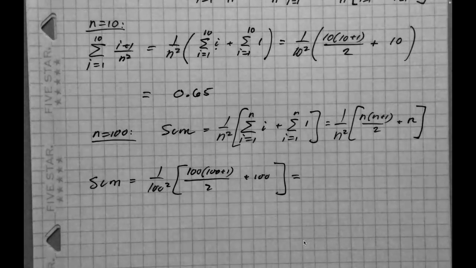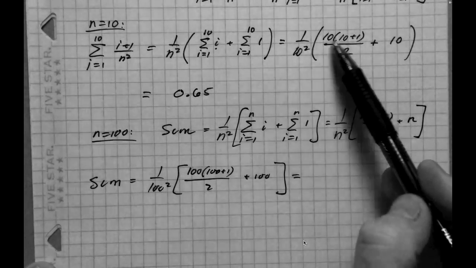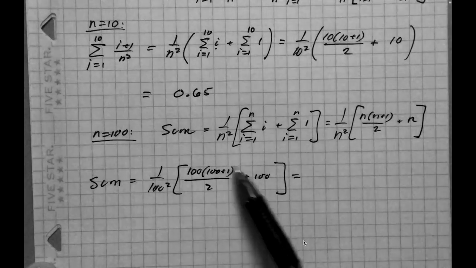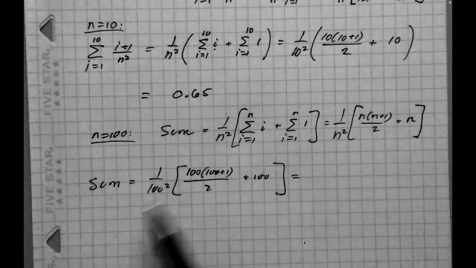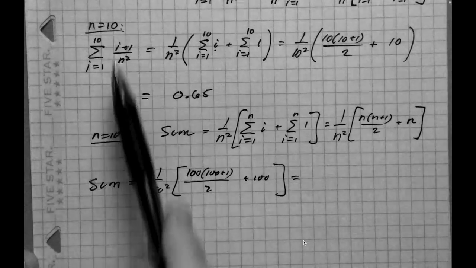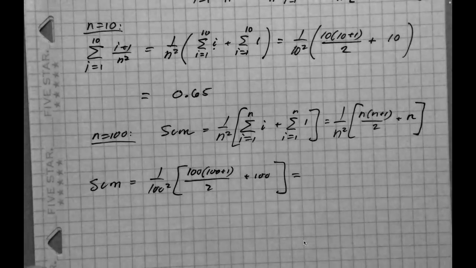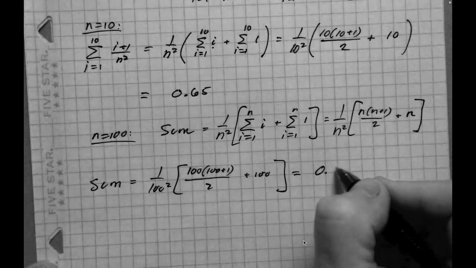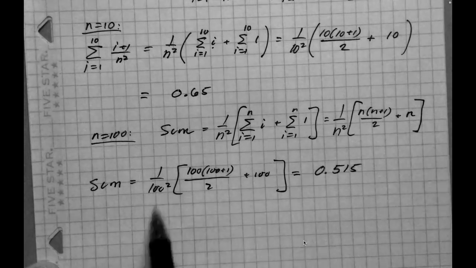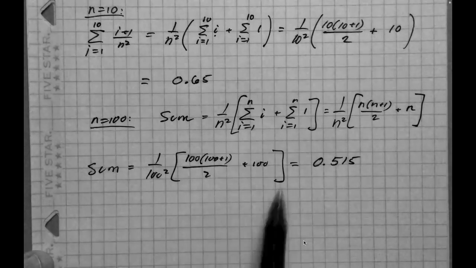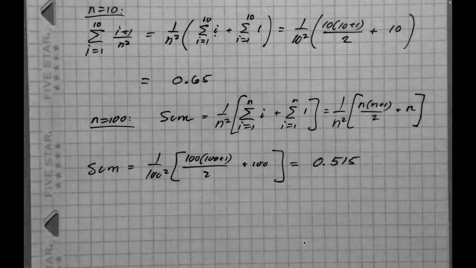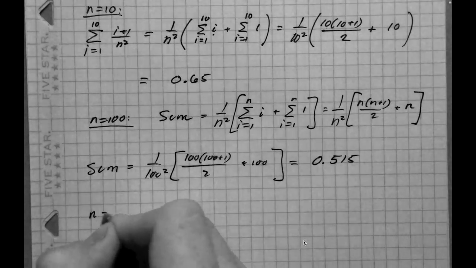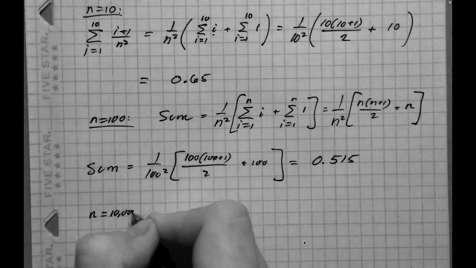Just following literally the same rules as before, but instead of plugging in 10s, we're plugging in 100s, because the only thing that's changed from here to here is n equals 100 now. And so when we do that, the sum, I did this ahead of time, is 0.515. You can just pause the video and verify that, yes, indeed, that is 0.515. What about a much larger n? What about n equals 10,000?